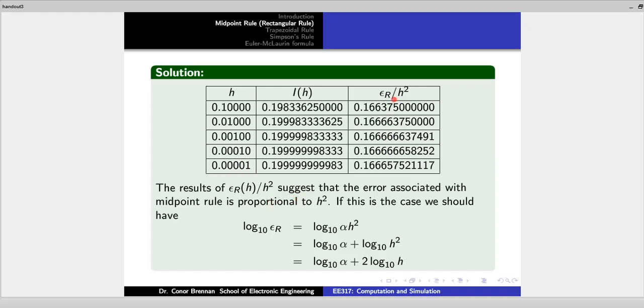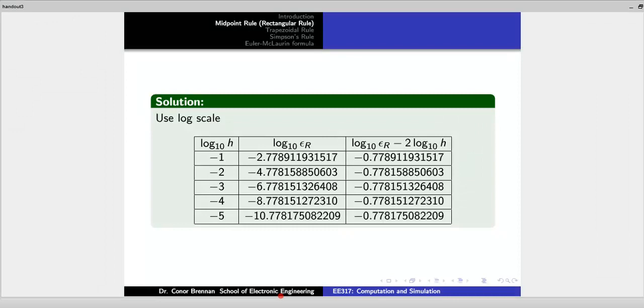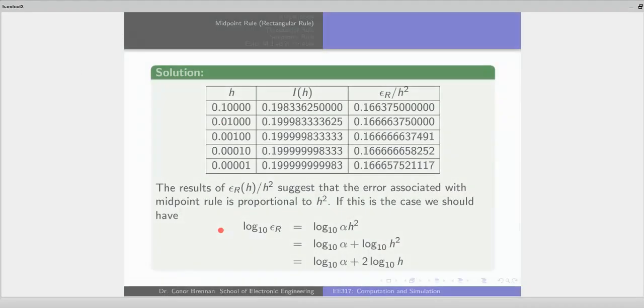So another way of framing this error analysis: if the error is proportional to h squared, it means error is equal to alpha times h squared. It means if we were to do this on a log scale, log of the error will be log of alpha times h squared, which is log of alpha plus log of h squared, which is log of alpha plus 2 log of h. Let's put this data onto a log plot. Let's work it out on a log plot first of all.